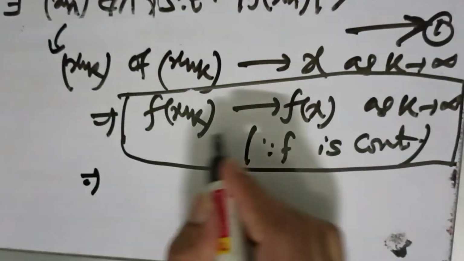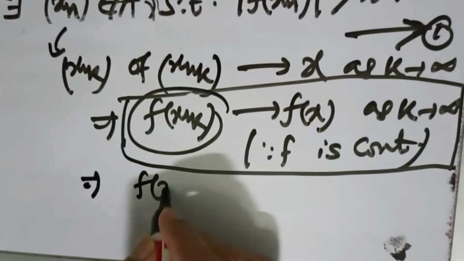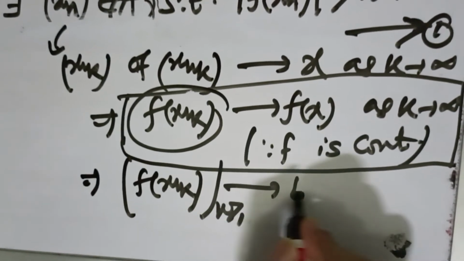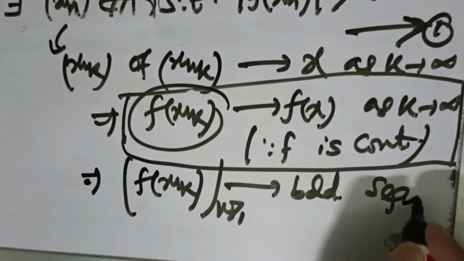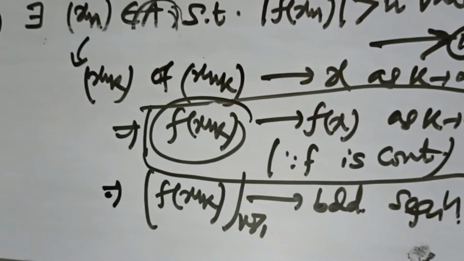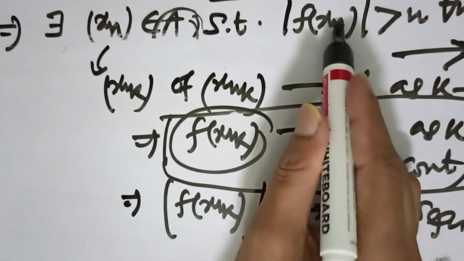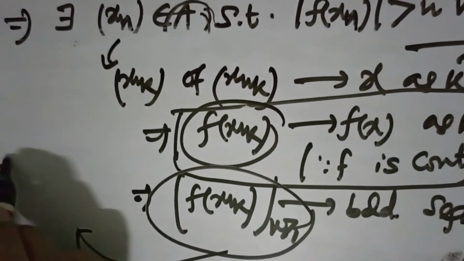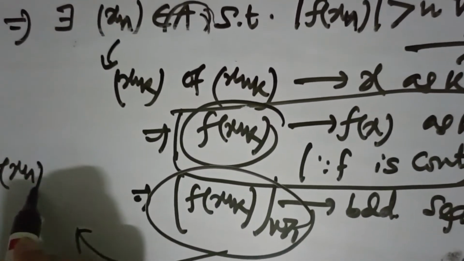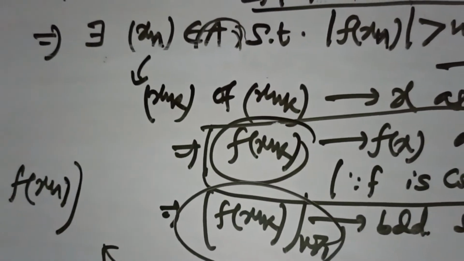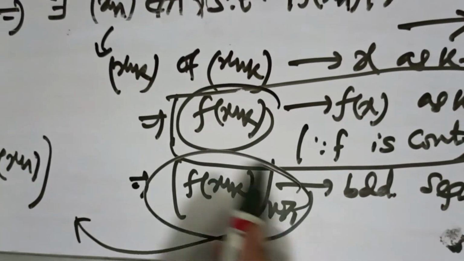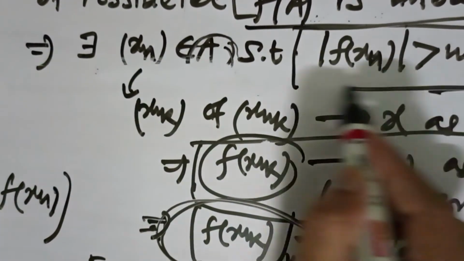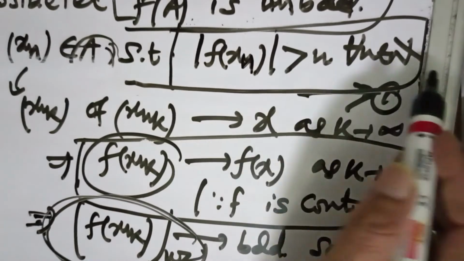Now it implies the sequence f of xnk, for k greater than 1, will be a bounded sequence. But this sequence is nothing but a subsequence of this sequence, and this sequence is bounded. And from here, this is true for natural numbers: the relation f of xn greater than n for natural number n.